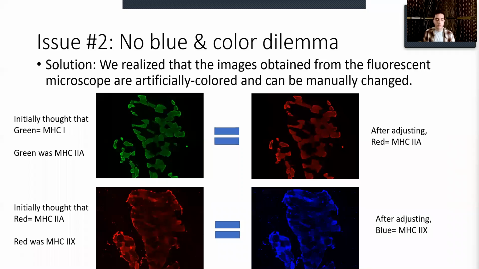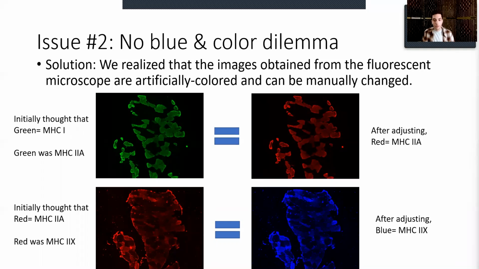Another issue was we weren't seeing any blue binding. We initially thought we had never seen any blue and that it looked like a lost cause. But then we realized that the images obtained from our fluorescent microscope at UMass are artificially colored and can be changed manually. This extended to us realizing that we've been matching each color to the wrong MHC isoform. So in a nutshell, this whole time we've been seeing the MHC2X fibers as red when we were told that it was going to be blue.